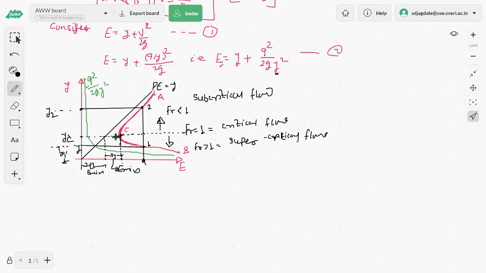On the other hand, if we are moving away from the critical point to the right hand side, then the specific energy goes on increasing, and with increasing specific energy the difference between two alternate depths also goes on increasing and increasing, isn't it? So those are some of the observations we can make related to the specific energy curve.